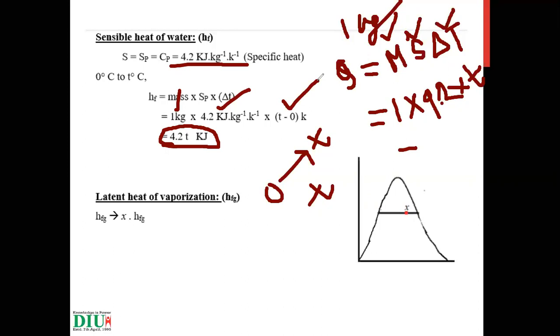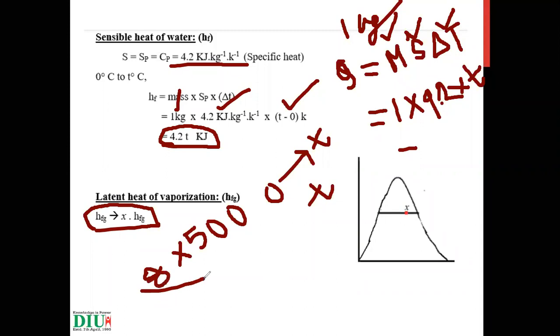The latent heat equation is nothing but x into a particular value. Suppose x means the dryness fraction. We already said how much of the steam has been converted. Suppose the total latent heat is 500, and 80% has been converted into steam. At that time, we just multiply by 0.8. Sorry for my bad drawing. Yes, 0.8, we will get 400.